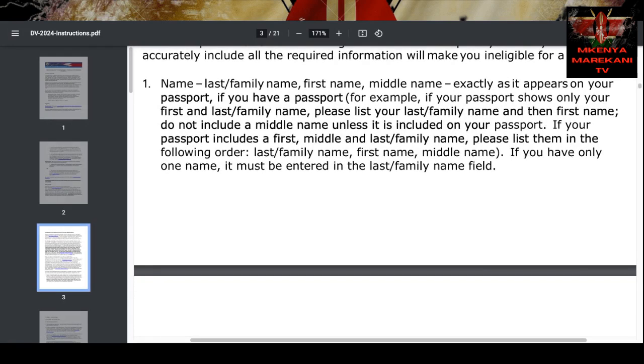If your passport includes a first, middle name and last family name, please list them in the following order: last family name, then first name, then middle name. If you have only one name, it must be entered in the last family name. So if you have one name, for example, you're just called Abdallah, even if it's your first name, don't put it on the first name, put it on the last name, which appears in the first box.